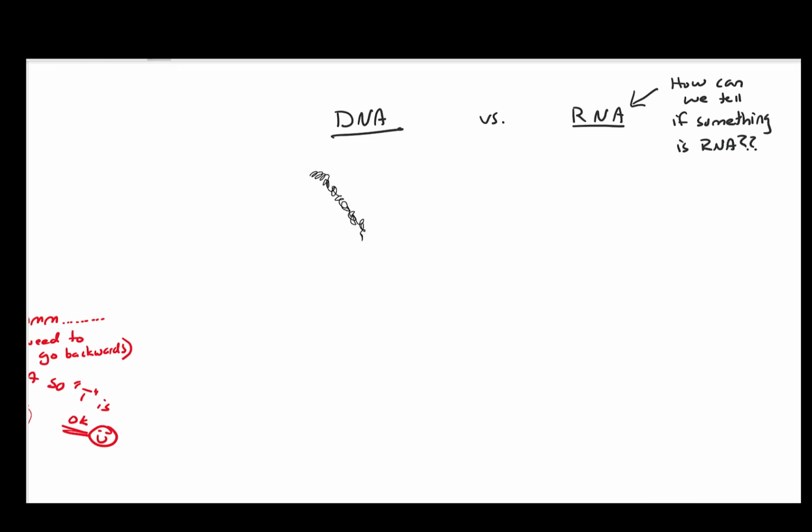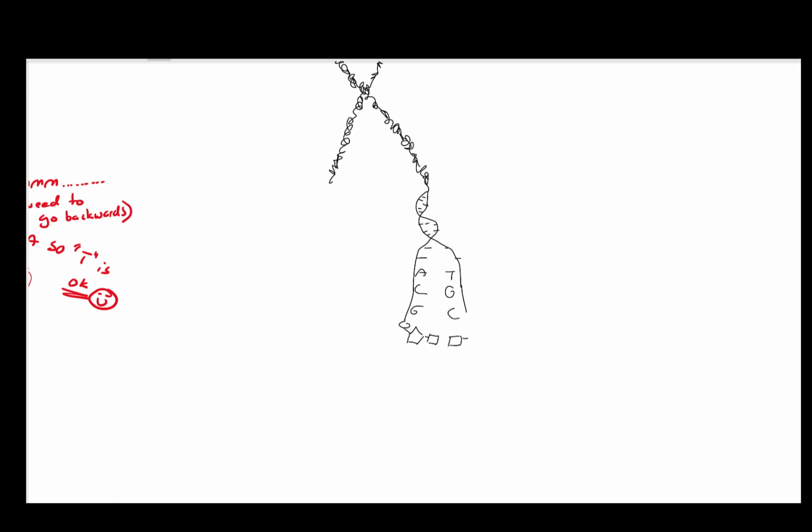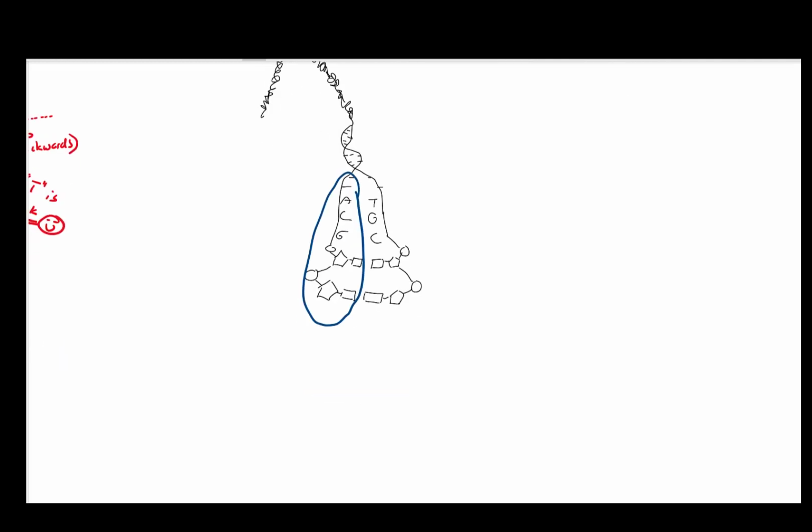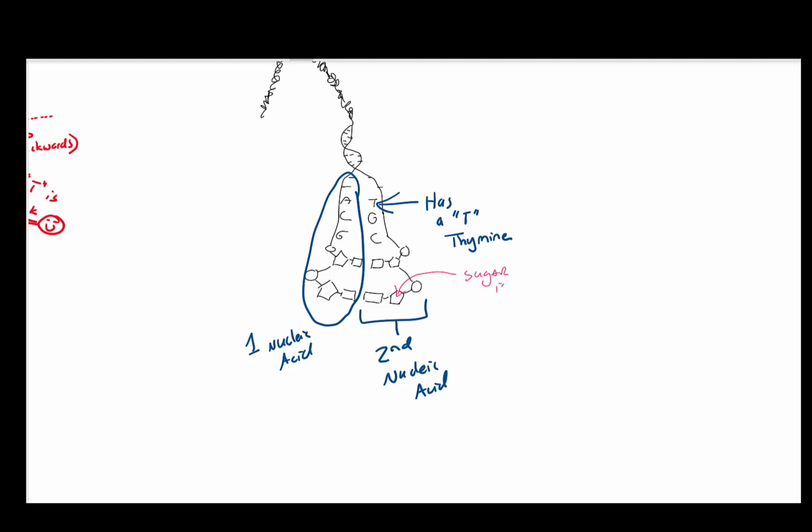DNA versus RNA. How can we tell if something's RNA? Let's look at DNA and RNA and compare. Of course, you know DNA, chromosome made up of DNA. It's made up of two gigantic strands of nucleic acids. One, and then of course the other one on the other side. Held together by hydrogen bonds. Looks like we got a T in there, thymine. And a sugar in DNA called deoxyribose is also present, hence the word DNA.